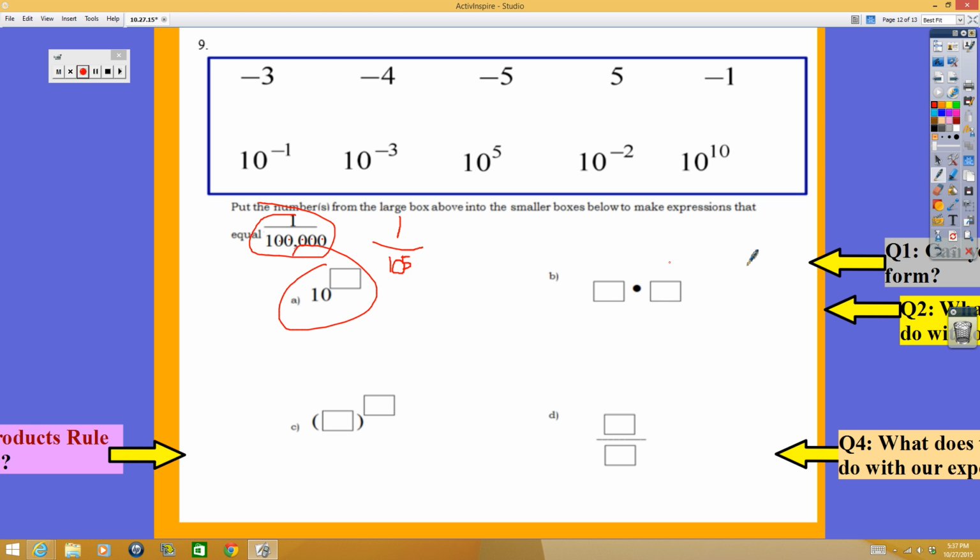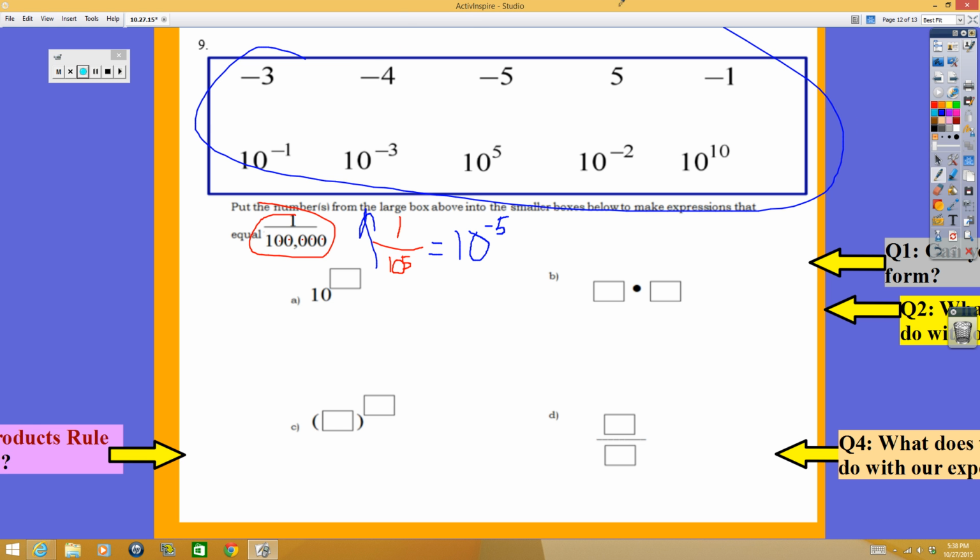Now I want to make it look like this, so I've got to move that up. Instead of 10 to the 5th, you know that 5 is positive. When you cross the line, you change the sign. It's going to be negative. So out of all of these options, what can I put in here that will be correct? The answer is negative 5. Let me cross that off. I can't use it again. It's done. Goodbye. Sweet dreams.